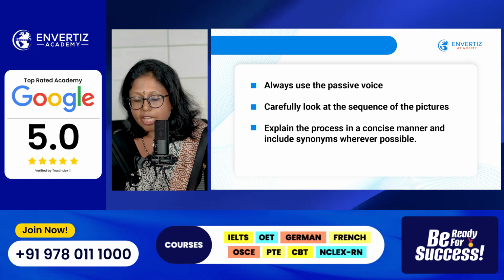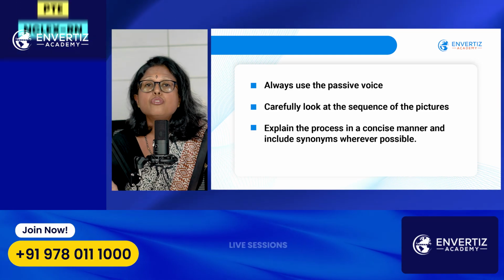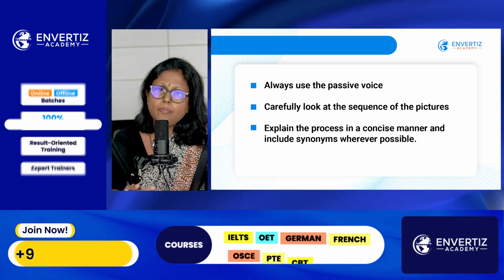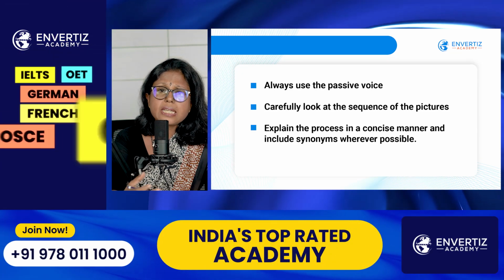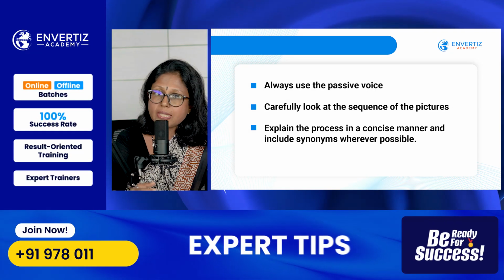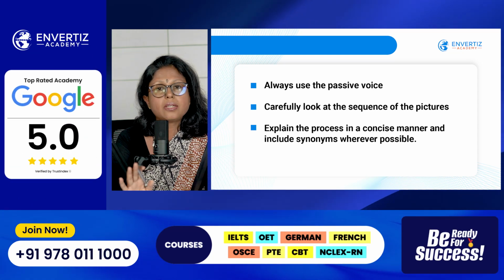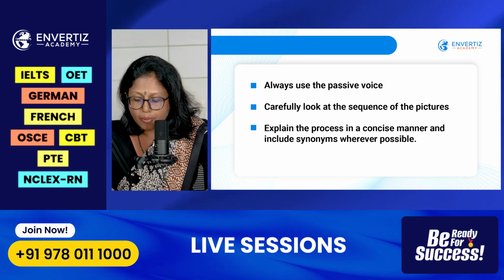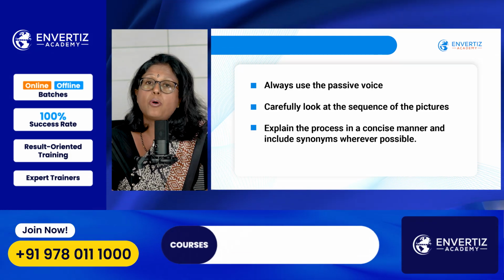The second is carefully look at the sequence of the pictures. Always ensure that you follow the correct order, because as I just mentioned in the beginning, you might have the clockwise, anti-clockwise, or the row-wise, or you could just have pictures in rows, but you feel it's quite haphazard. But as long as you know how the order is, I'm sure you can write a good graph or a good process. The next point is explain the process in a concise manner and include synonyms wherever possible.